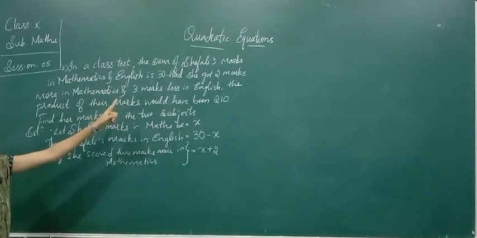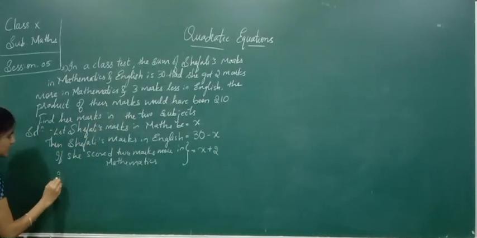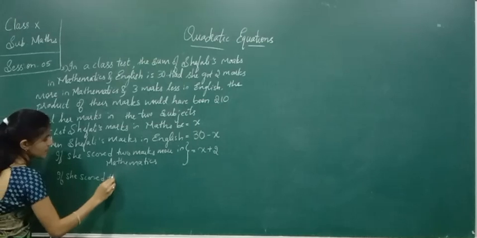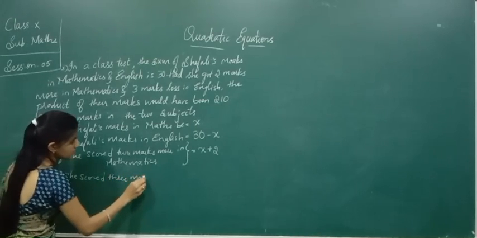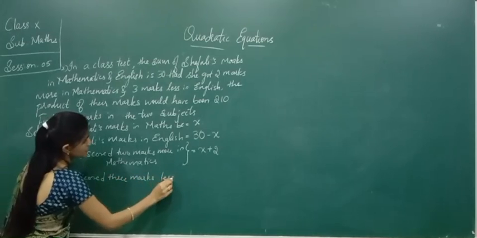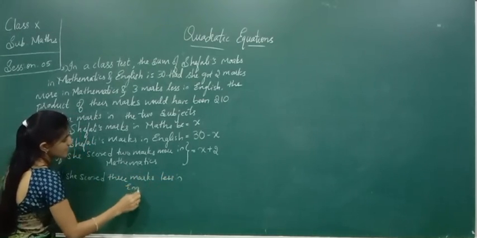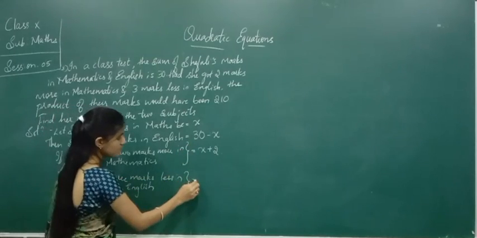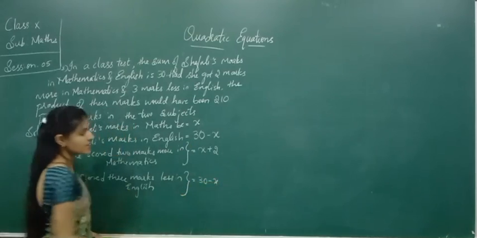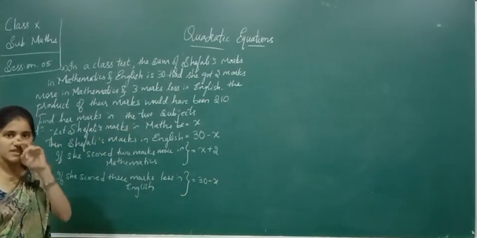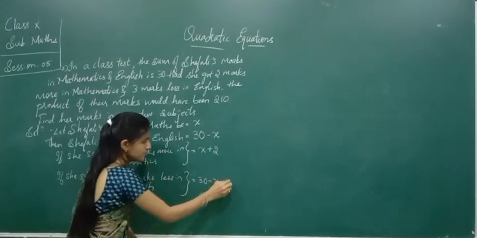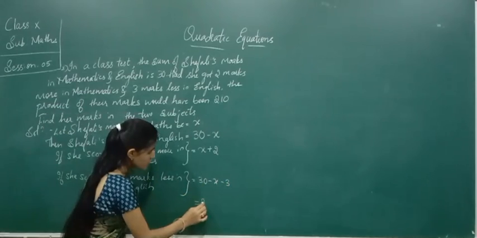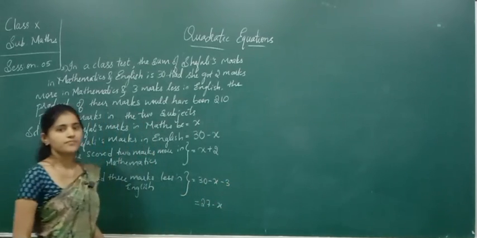And if she had scored 3 marks less in English. See, they had said more, so we added. What about her marks in English? It is 30 minus x. In that, she has scored 3 marks less, which means it is going to be minus 3. Then what are her marks? 30 minus 3 is 27, so it is 27 minus x.